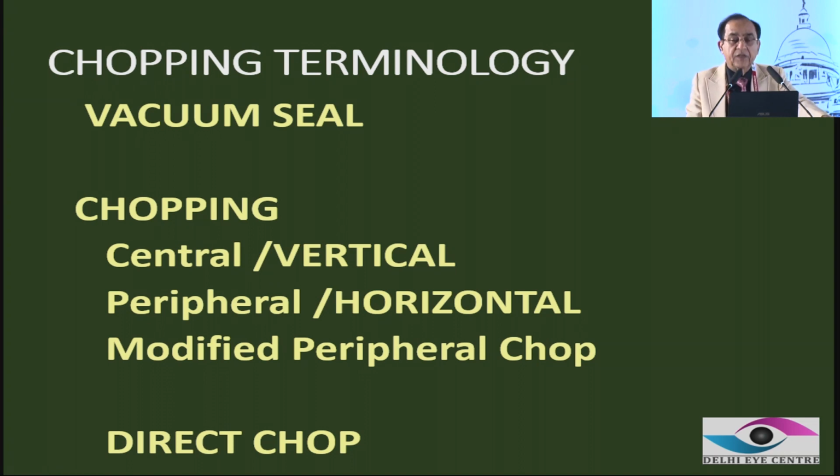And then there is a modified peripheral chop. Instead of negotiating the chopper to the periphery of the nucleus, you pull the periphery of the nucleus out of the rhexis margin and start the chopping from the periphery. And then there is a direct chop, when you do not make any trench, just bury the tip in the nucleus with a high vacuum setting and start chopping.